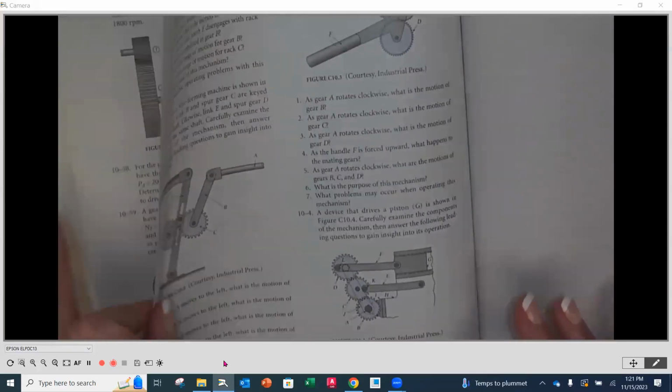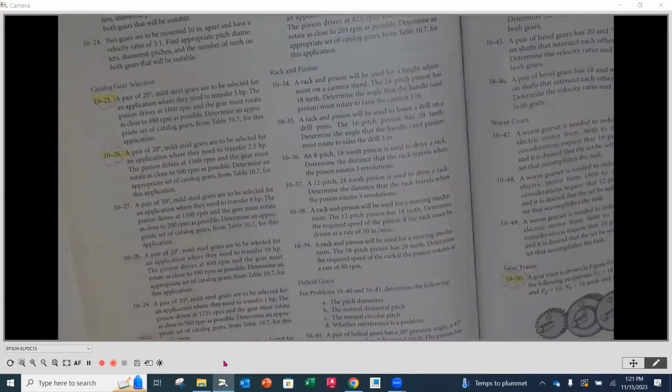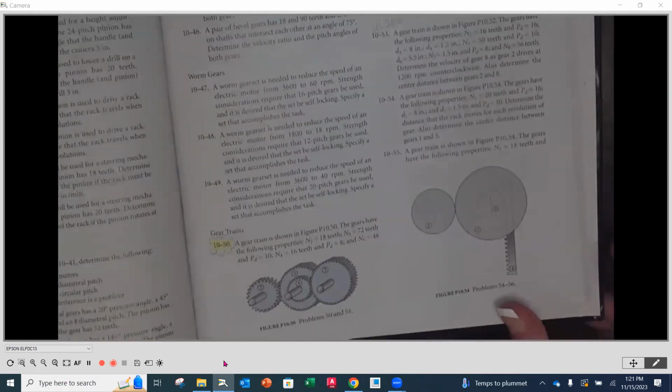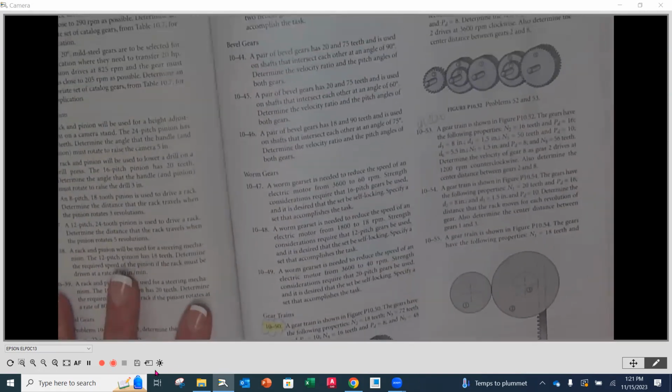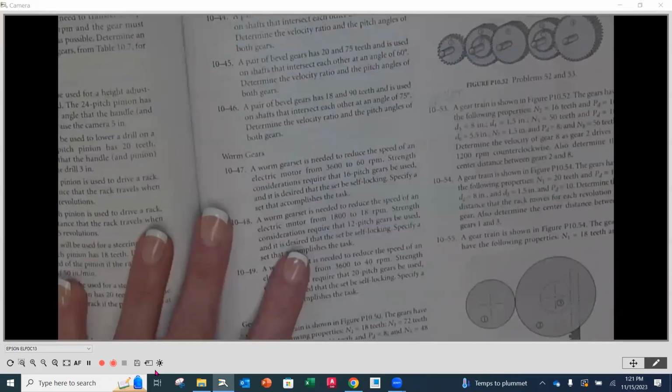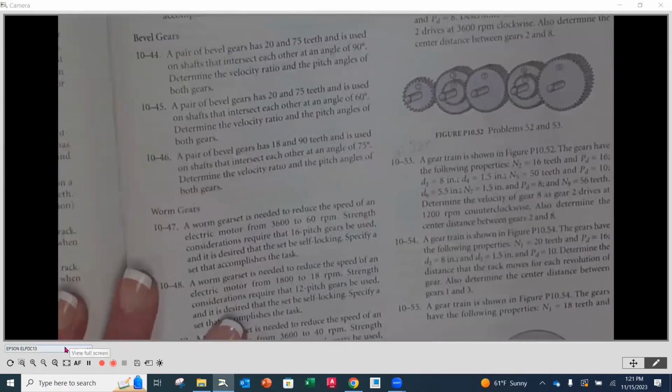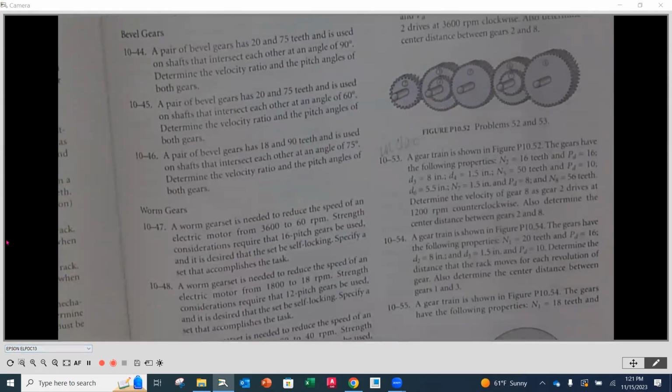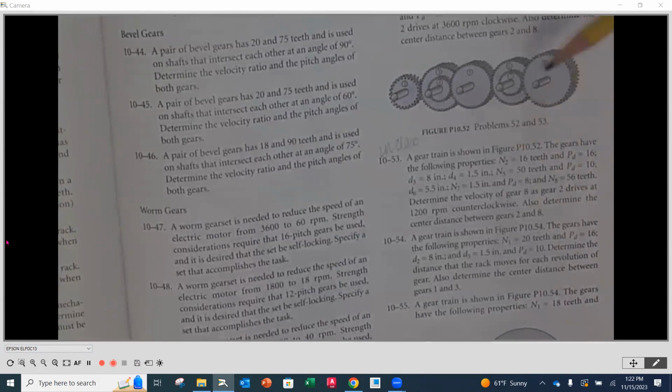They don't have an example here in the book, so I picked one of the problems in the book. The problem we're going to look at is problem 1051 on page 297. This problem says that we have a gear train as shown right up here. The gears have the following properties. N2, the number of teeth on 2, is 16. The diametral pitch is 16, so these two go together.